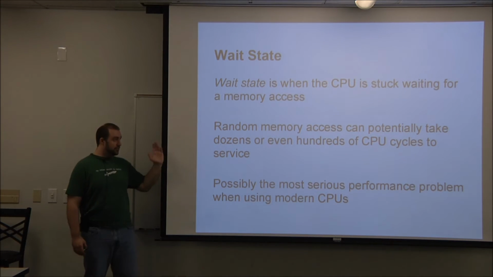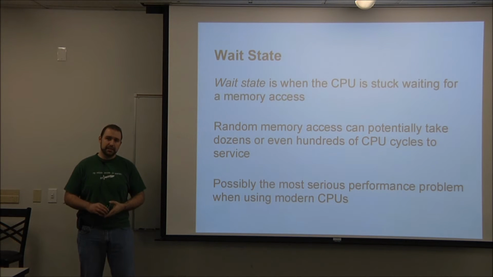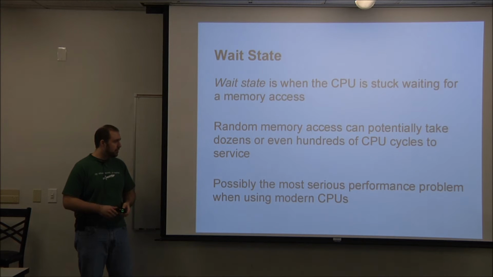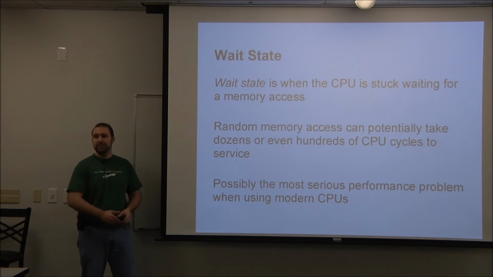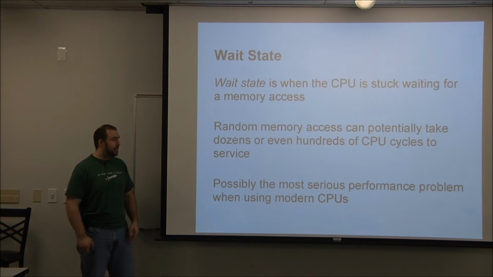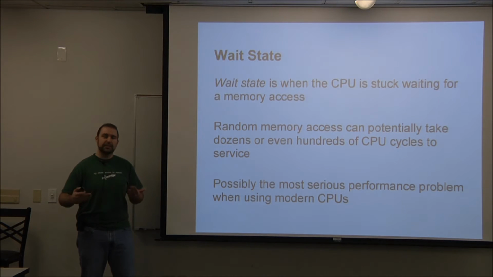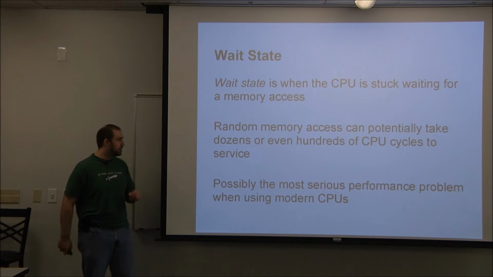Access to random memory, to your RAM, can take potentially dozens or even hundreds of CPU cycles of service. In the worst case, I believe on the average DDR3 stick these days, on an i7, it's somewhere around 180 cycles. So if you try to access something in memory and it's not already on your CPU, it's sitting there doing nothing for 180 cycles.